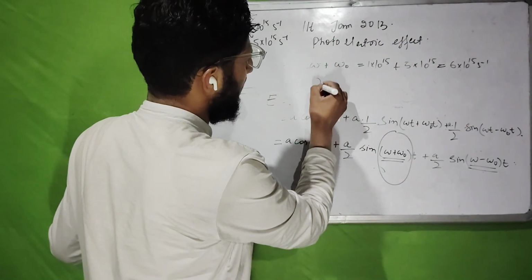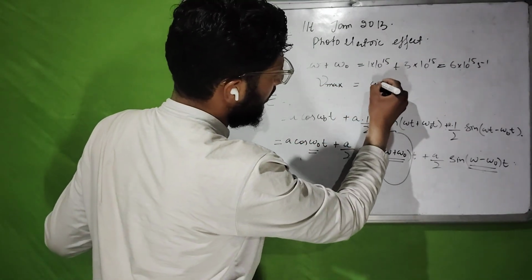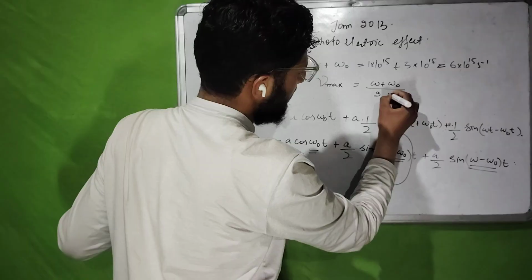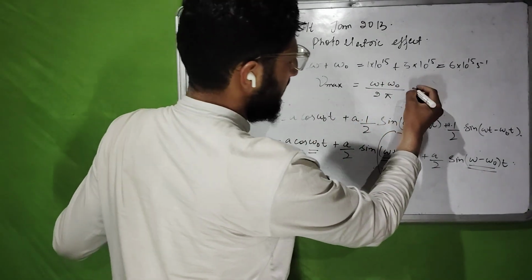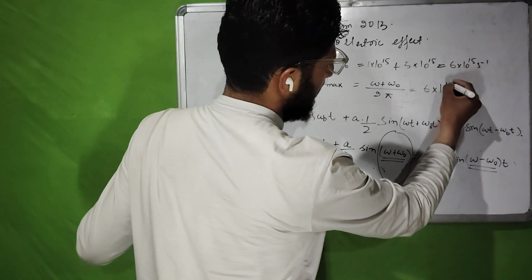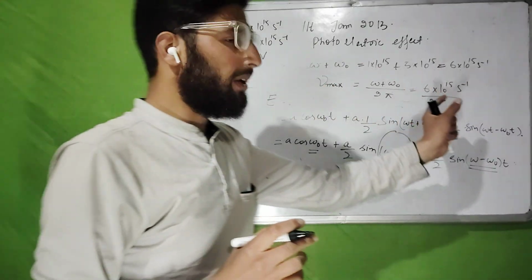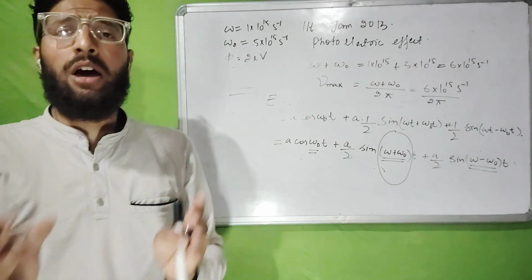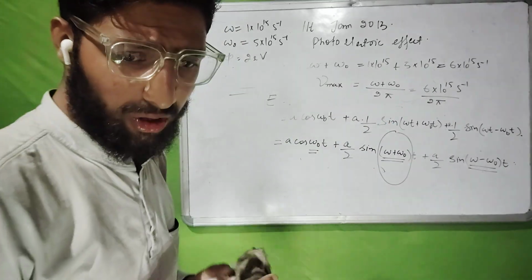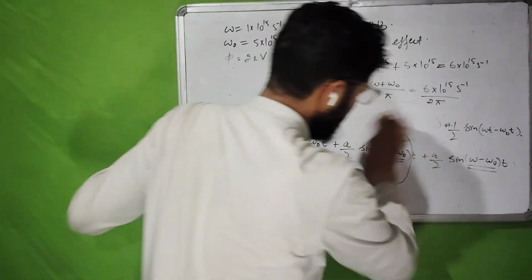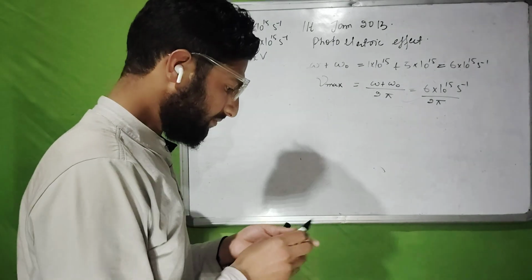So how can we find now the maximum frequency? Frequency max will be equal to omega plus omega naught divided by 2 pi, because we know that omega is equal to 2 pi nu. So it will be equal to 6 into 10 to the power 15 per second divided by 2 pi. So this is our maximum frequency which will eject the electron with maximum kinetic energy. Now see how we can solve this question further.